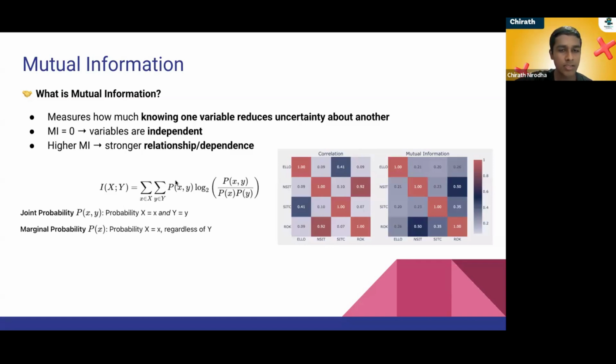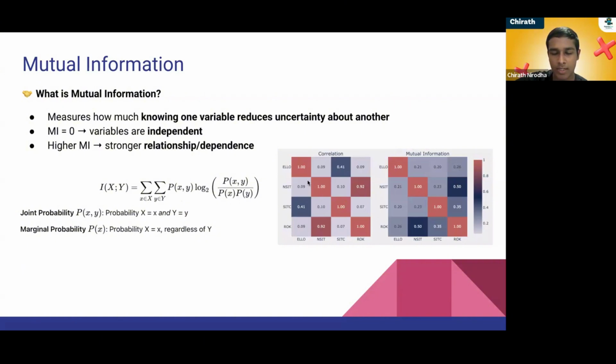When the two variables x and y are independent, the joint probability p(x,y) can be written as p(x) times p(y). Then this term gets 1, and log base 2 of 1 equals 0, and this I, the mutual information value for these two variables, gets 0. And when these two variables are dependent, these values get higher.